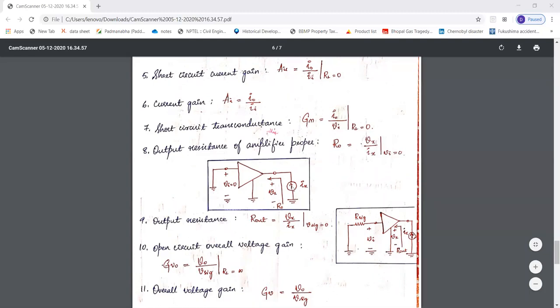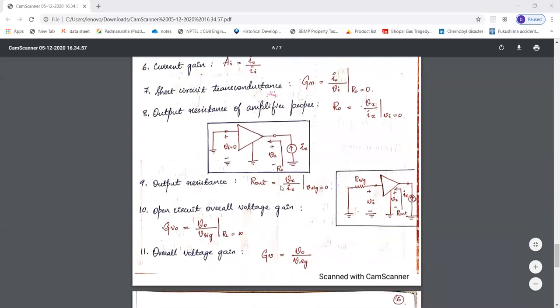So this is the circuit diagram that we are supposed to consider for this. Here you can see VI is equal to 0, isn't it? So VI is grounded. No input voltage is given. And here also, obviously, VI will be equal to 0. And VX is the voltage that is measured looking into this side. And IX is the current that is obtained here. This is the current source, you can see. And R0 is the output resistance. And the output resistance, that is Rout, is equal to VX by IX for VSIG equal to 0. Here VI was equal to 0, meaning the input voltage at the op amp is equal to 0. That is the output resistance of amplifier proper.